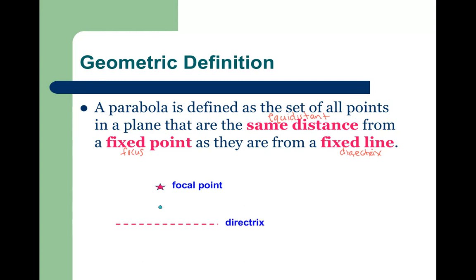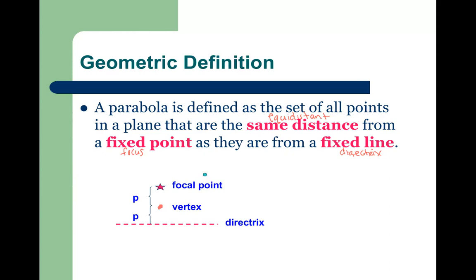This point halfway between them is a point that is equidistant from my fixed point and my fixed line. So from my focus and my directrix, that shortest distance, my most direct path, is my vertex. These two distances we're going to refer to as P, and they're the same. I'll put my vertex back there. There's my vertex. This point up here is another point on the parabola.